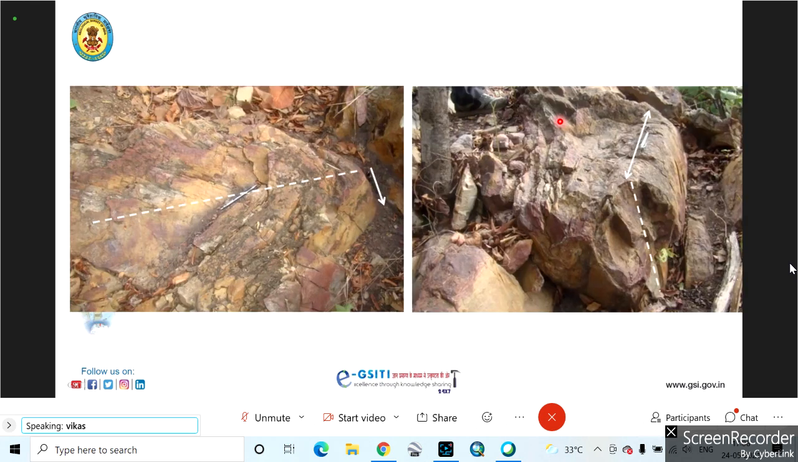Now again, you are seeing a vertical fold. Earlier, we were seeing inclined folds. Now here you are seeing a vertical fold. You see the arrow is indicating your fold axis. Then just near to the vertical fold, you are seeing an upright fold on the right side. See the tightness of the fold. It's an isoclinal fold, and various types of fold patterns you are able to see.